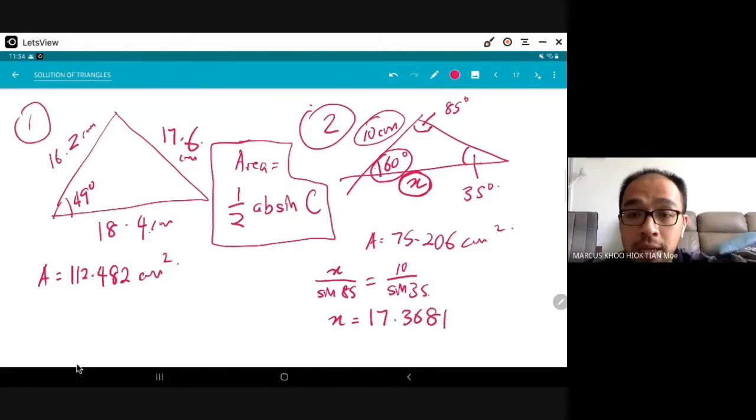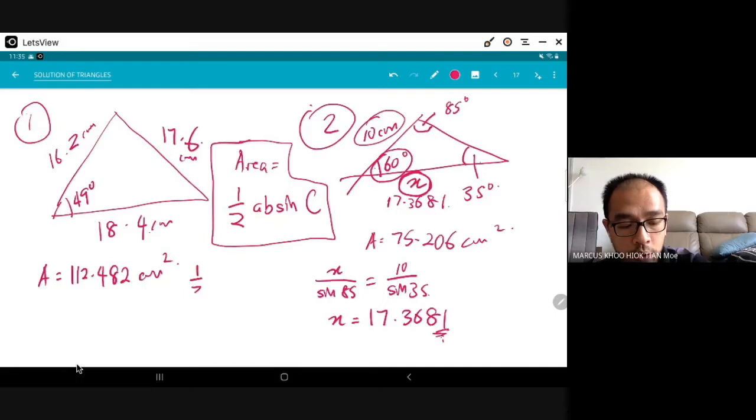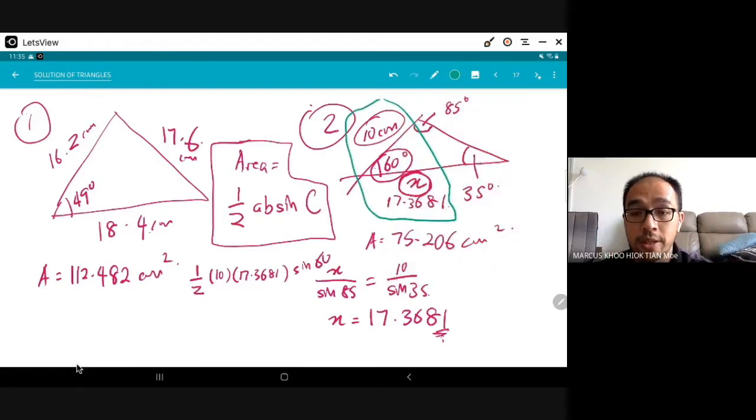17.3681. I always suggest that before you get your final answer, always use 4 decimal places. And then when you finally have the final answer, only then you round off to 3 decimal places. Okay, so this is 17.3681. So I use the area formula 1 over 2 times 10 times 17.3681 times sine 60 because I want to use this angle.